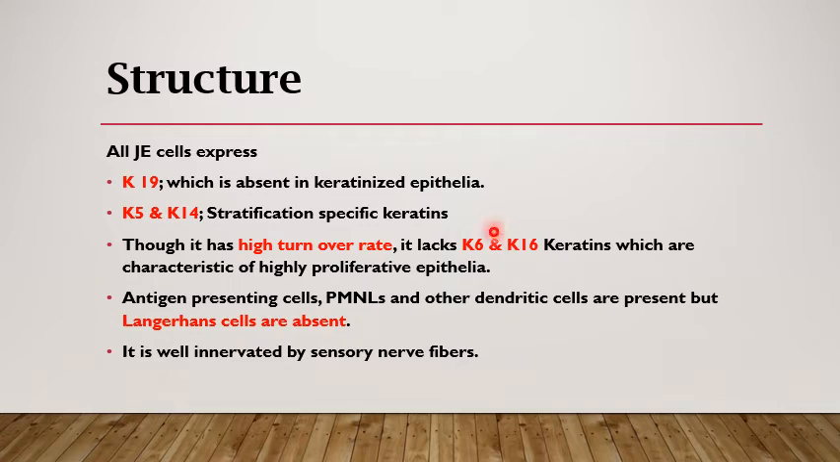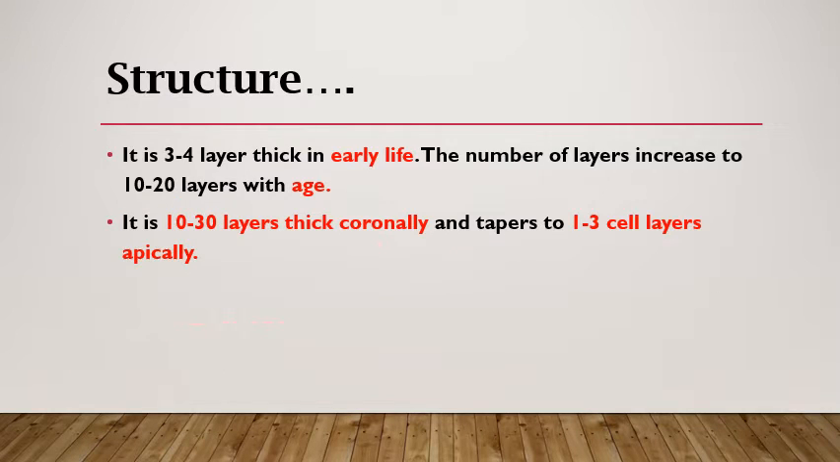This question comes mostly in exams. Then there are antigen presenting cells, polymorphonuclear leukocytes and other dendritic cells present, but it lacks Langerhans cells. It is well innervated by sensory nerve fibers. As I have already explained, in early life it is 3 to 4 layers thick, and slowly the number of layers starts increasing to 10 to 20 layers with age. And then it is 10 to 30 layers thick coronally, and it tapers to 1 to 3 cell layers apically.